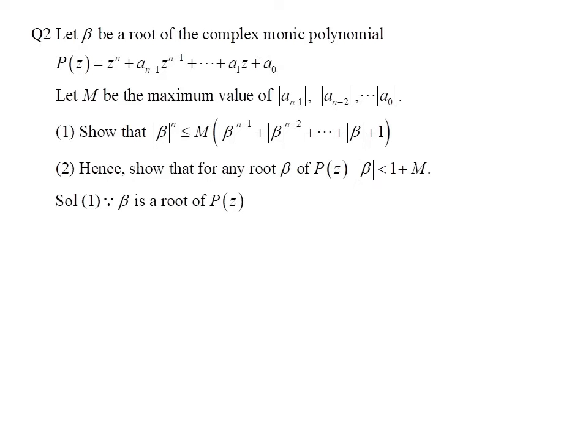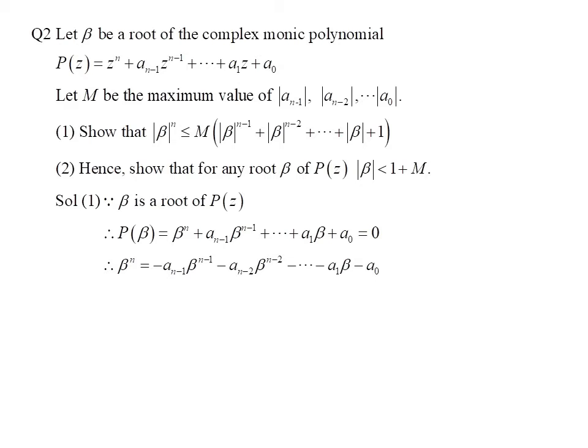As for the first question, since beta is the root of the polynomial p(z), here x is replaced by beta, so we have beta to the n equals negative a sub n minus 1 beta to the power of n minus 1, minus a sub n minus 2 beta to the power of n minus 2, then minus all the way up to minus a sub 1 beta minus a sub 0.